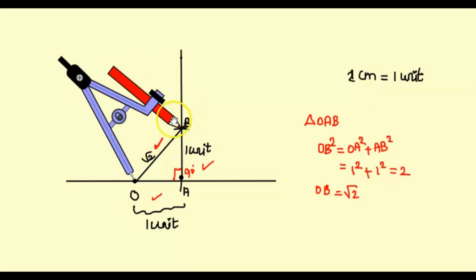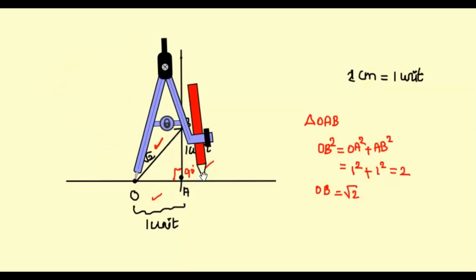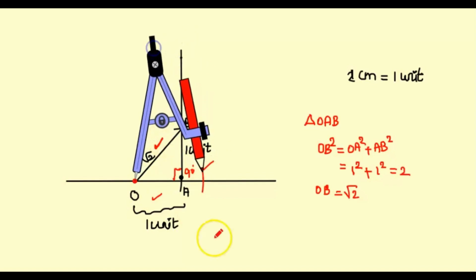So take a measure of this OB length and make an arc on the sleeping line which we made. At first we made one sleeping line, right? Baseline. On that we are going to make an arc. That is what our number line, right? So there only we need to make an arc.